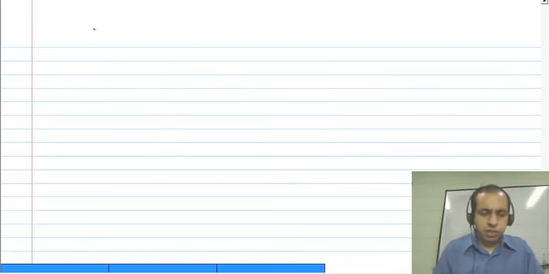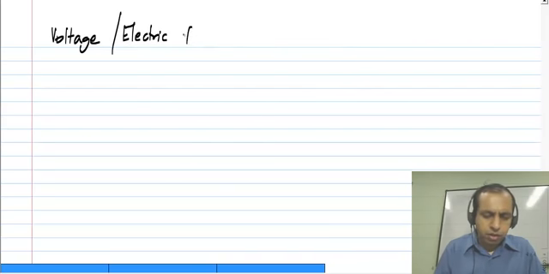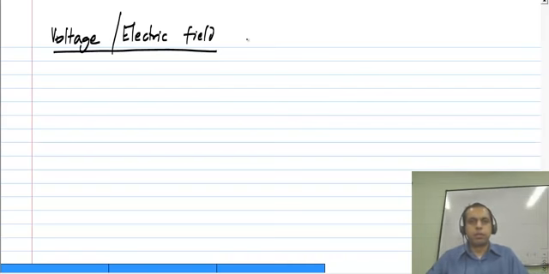Now the next thing we look at is basically the relationship between voltage and electric field. Okay. So we know that basically charges move under the influence of electric fields. So we need both charges and electric fields for some interesting things to happen in electrical circuits. The way we provide the fields is by providing voltage differences between different points. Okay. Now, what is an electric field?